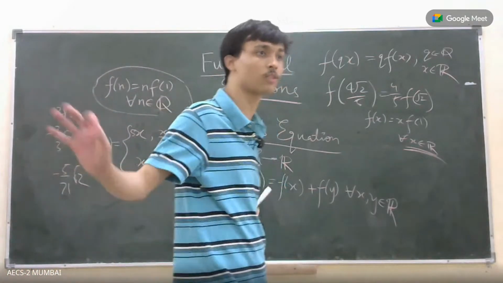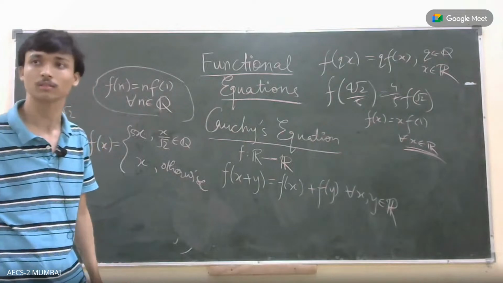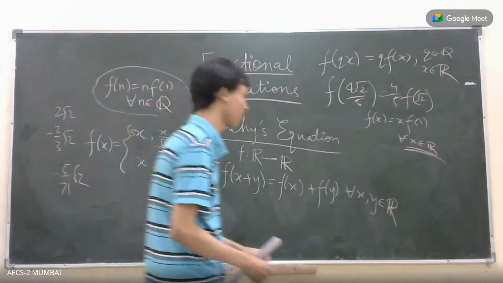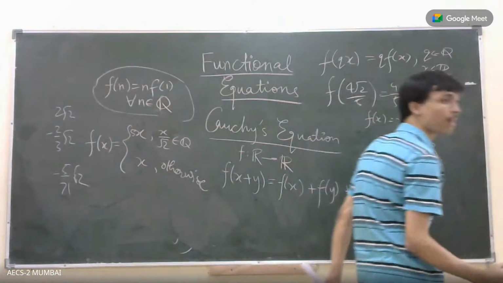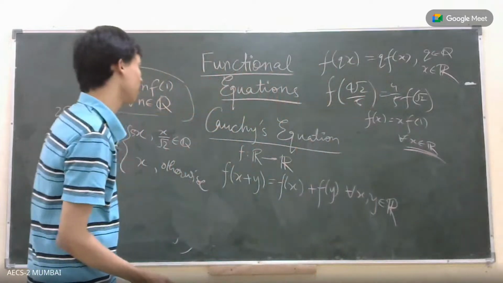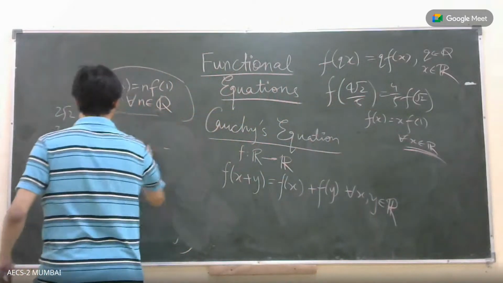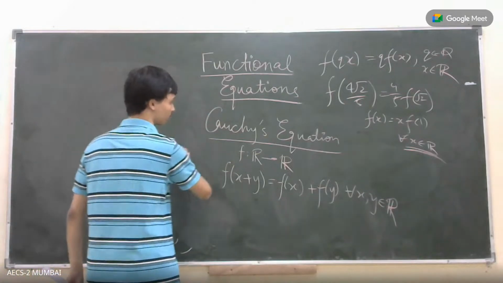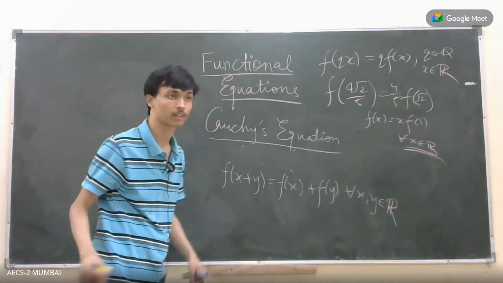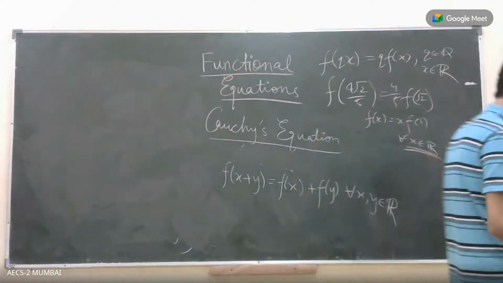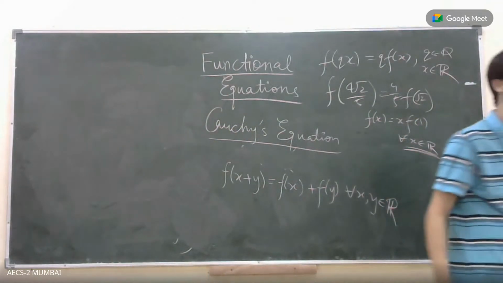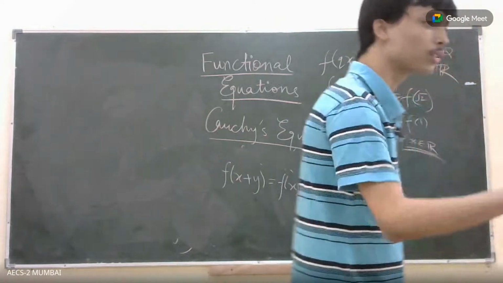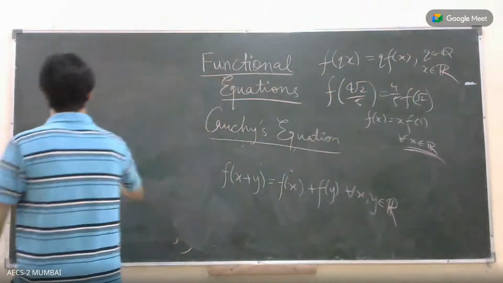So that's where Cauchy's equation stops. It is applicable for only rational numbers. Okay, so let me clarify things. Is there any rational number for this? Is there any irrational number for which what happens, for this equation? So you are mistaking this.